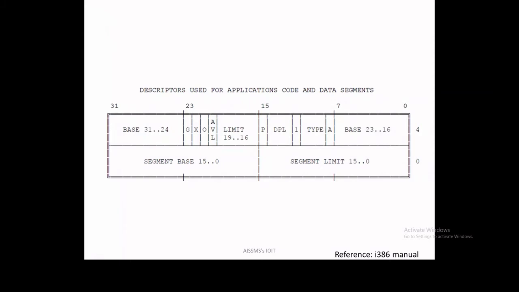So this is the structure of the descriptor. Now this descriptor is for the code segment and for the data segment. So this structure belongs to the code segment and the data segment. If you see, there are two words. The below one is my first word, and this is the second word. So the descriptor is a two-word data structure.